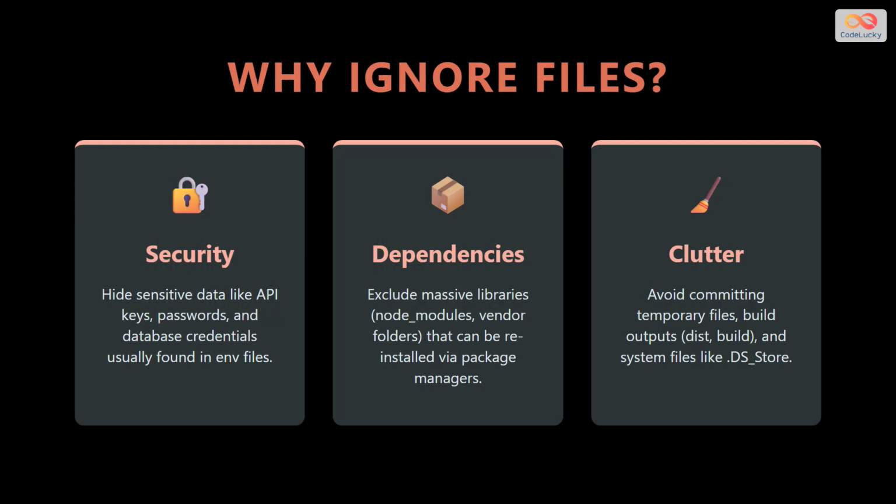There are three main reasons to do this. First is security. You never want to upload API keys or passwords. Second is dependencies. Folders like node_modules are huge and can be re-downloaded, so they don't need to be in Git. And third is clutter. Keeping build artifacts and system files out makes your project history much cleaner.